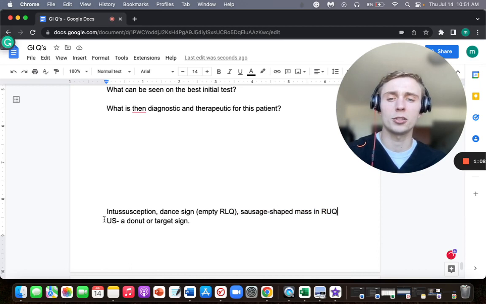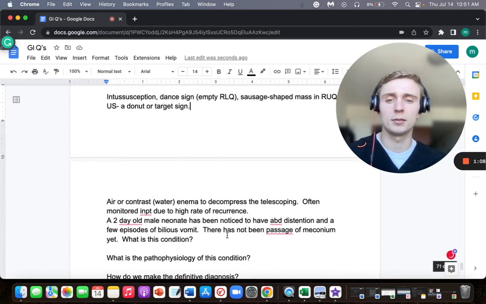And ultrasound's the best initial test. We can see a donut or a target sign in these patients. So donut or target sign in these patients for ultrasound in intussusception.